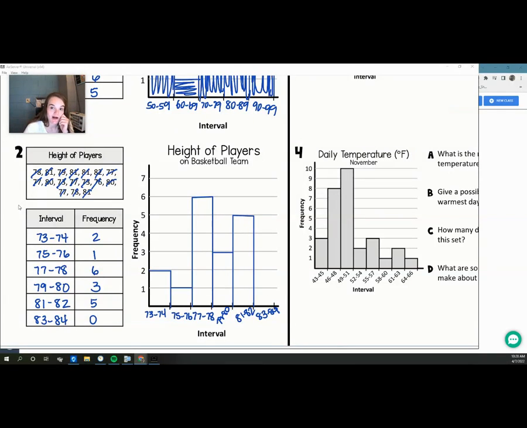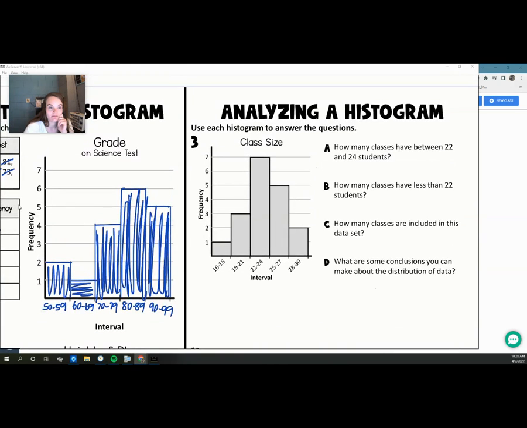Okay, let's talk about analyzing it. Use each histogram to answer the questions here. It says, how many classes have between 22 and 24 students? So here's 22 to 24. We're looking at frequency. This is 7. So the answer is 7 classes.